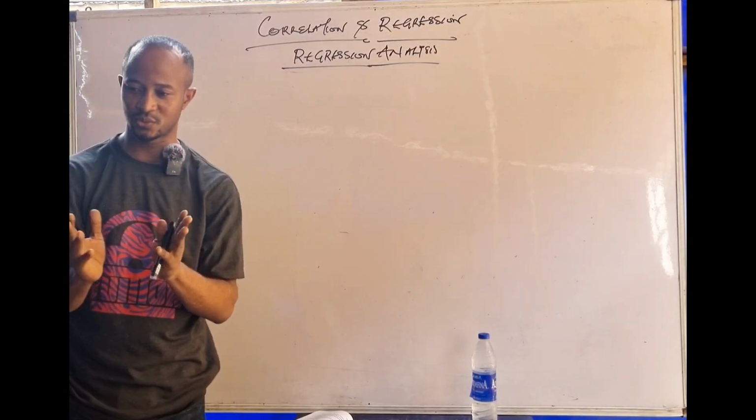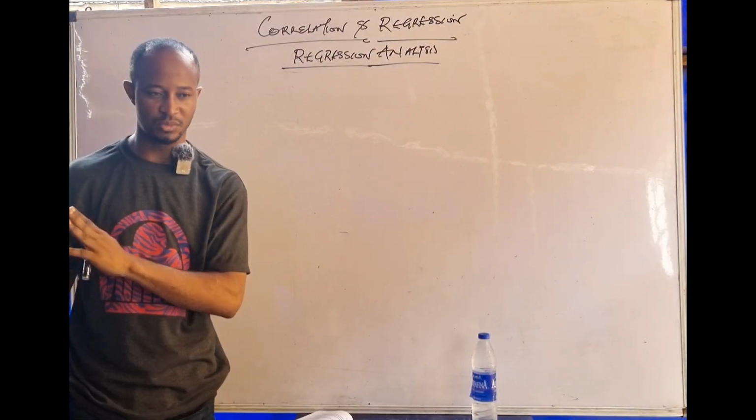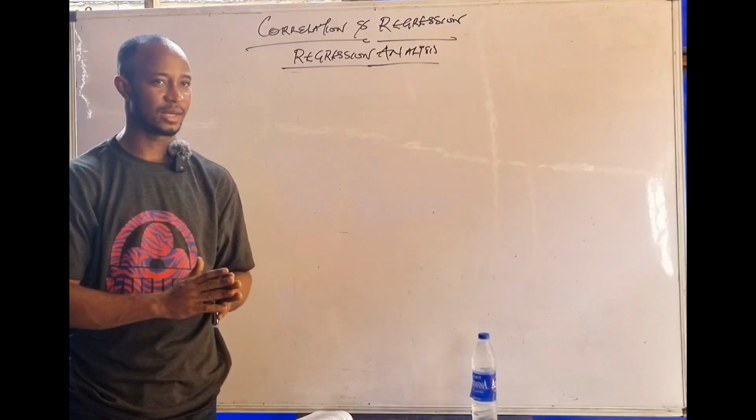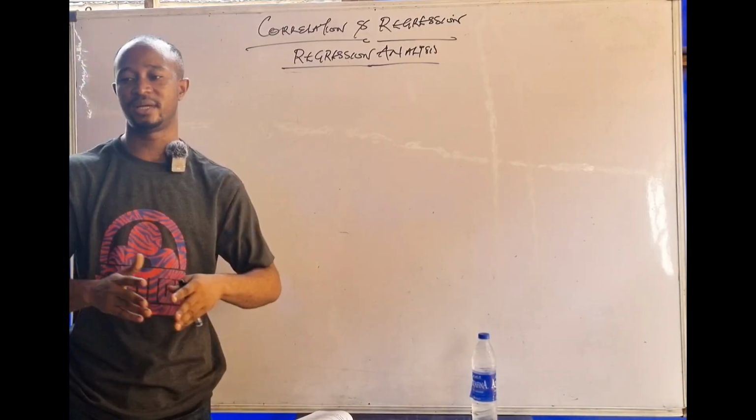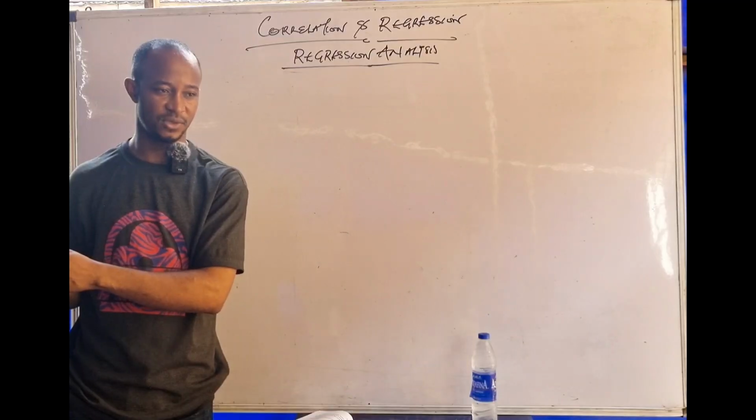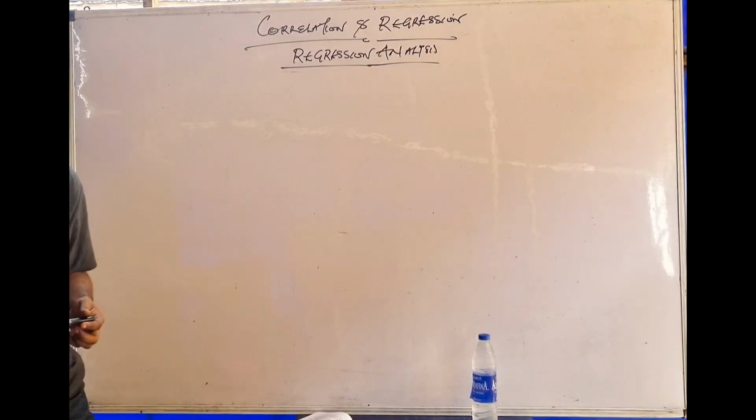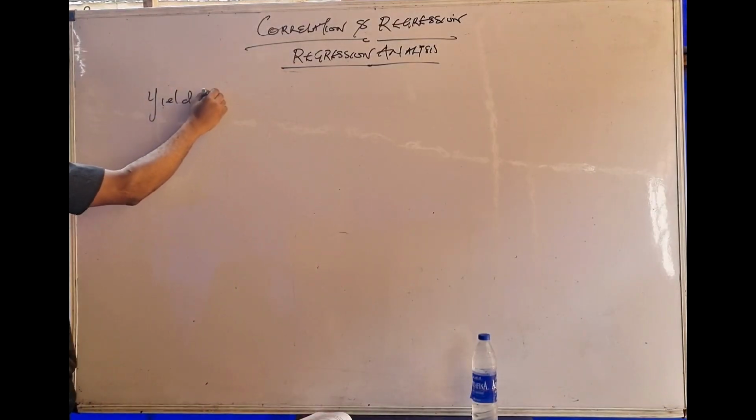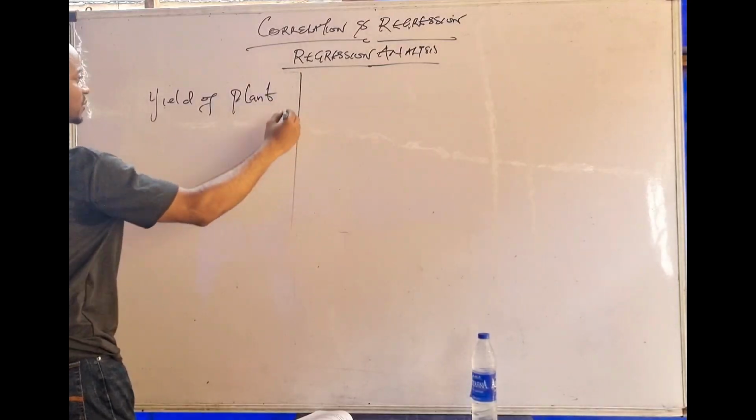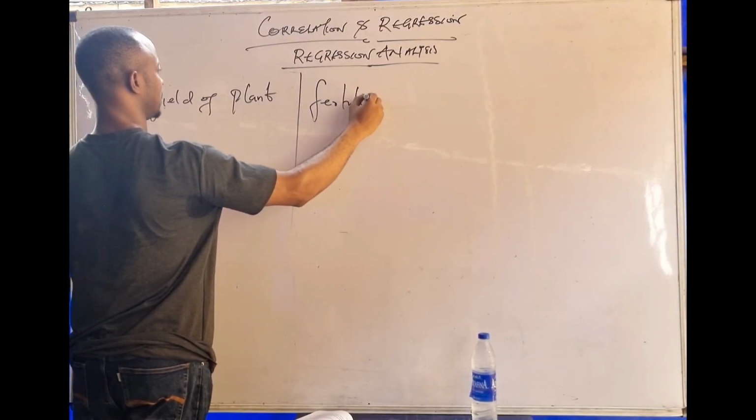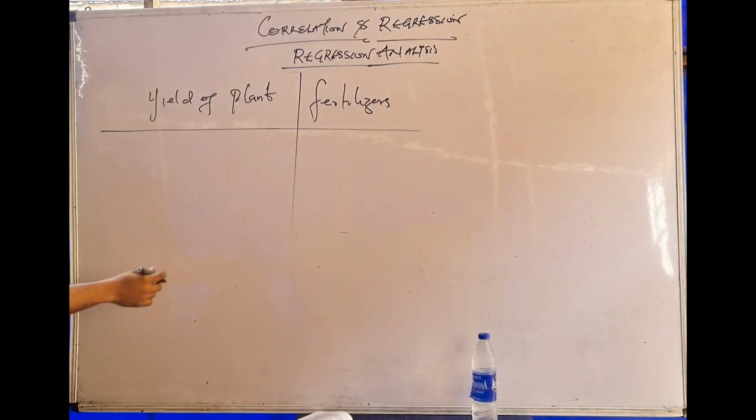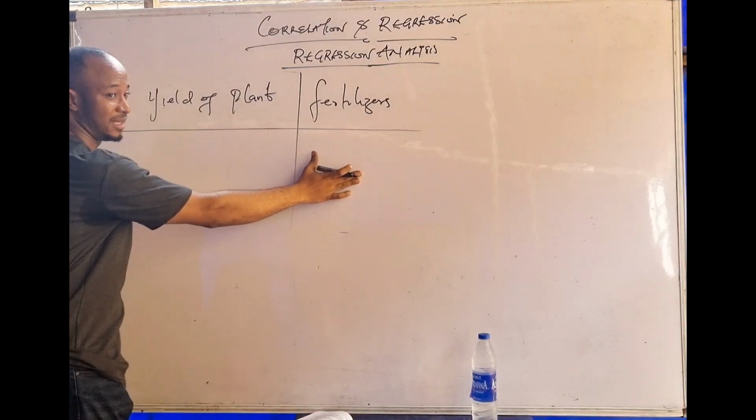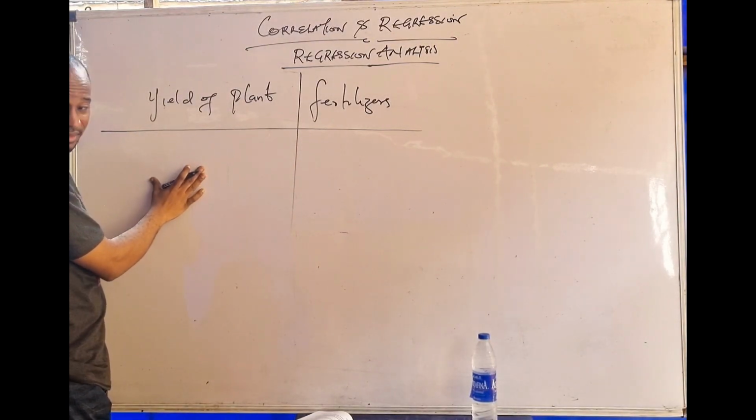Regression enables us to determine the relationship between two or more variables. Like we have x and y. How does an increase in x affect y? Are you following? Let's say, for example, I have the yield of a plant as against fertilizer. These are two different variables. It is your fertilizer application that determines your yield. You get the concept?